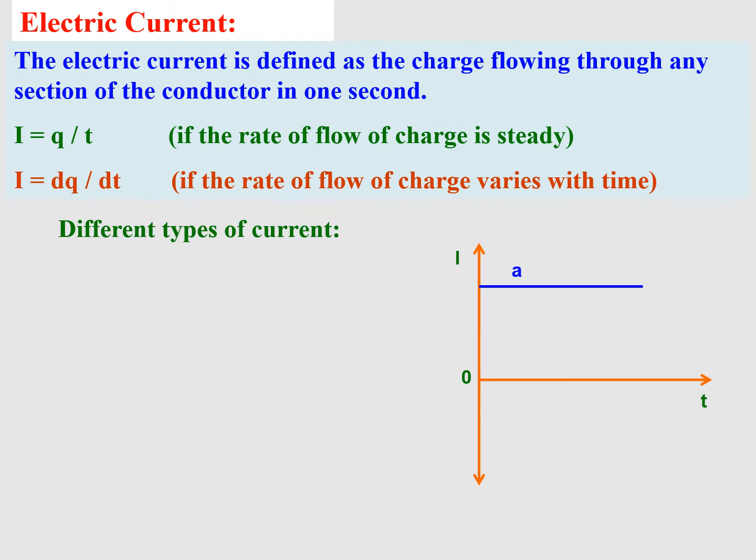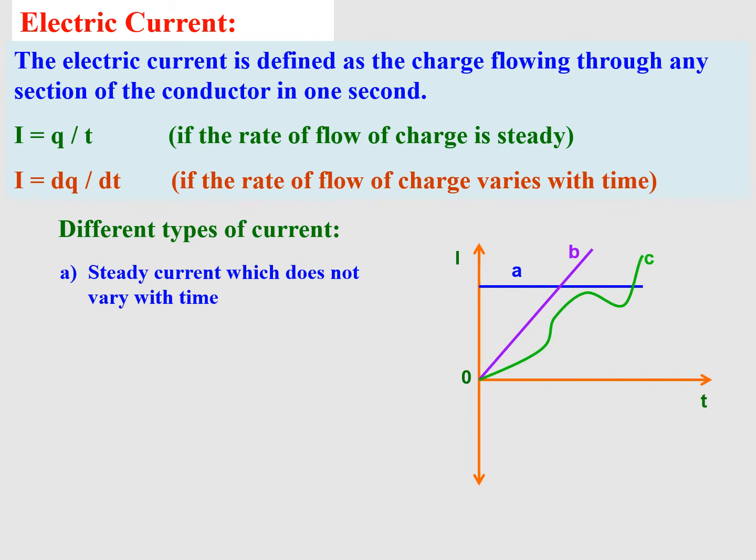Now you can see that line B originates from the origin and is a straight line but inclined. It shows that the amount of current is changing with respect to time, and similarly in graph C you can see that the amount of current is changing with respect to time. So graphs B and C represent varying current whose magnitude varies with time.